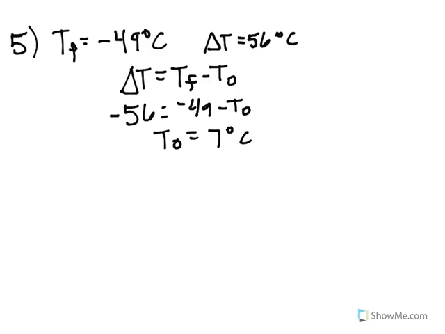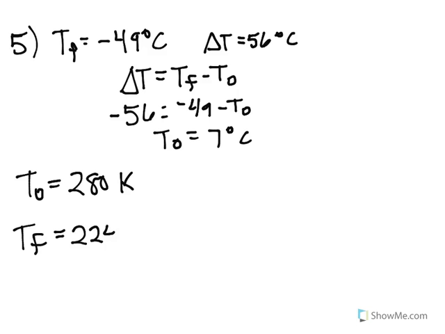So now that I have both initial and final, I can convert those both to Kelvin. And so if I convert my initial to Kelvin, I just add 273 to 7, which gives me 280 Kelvin. And then my final is negative 49 plus 273, or 224 Kelvin.